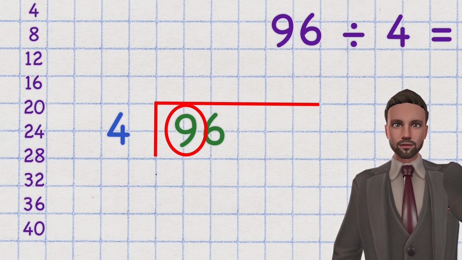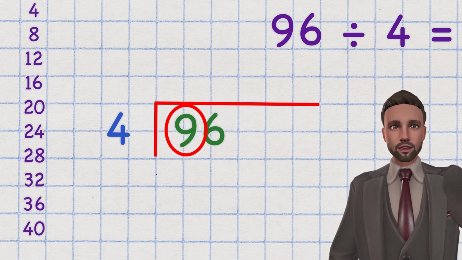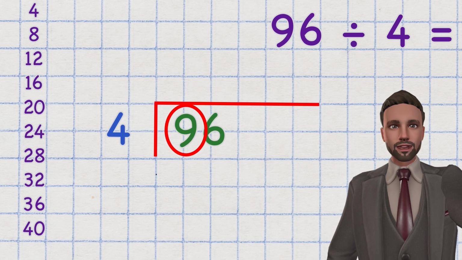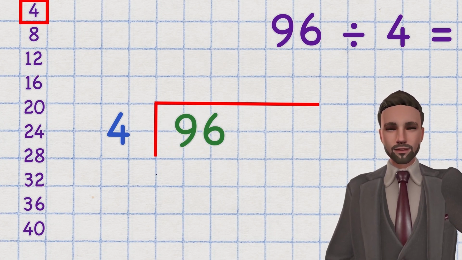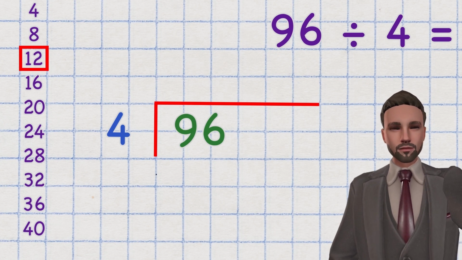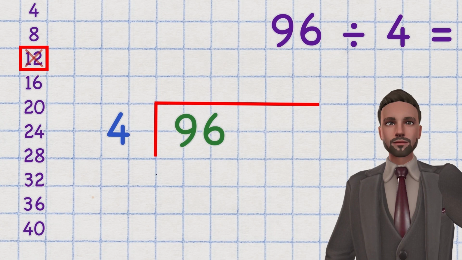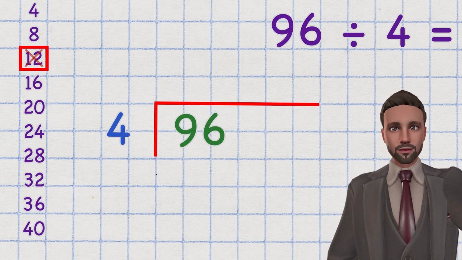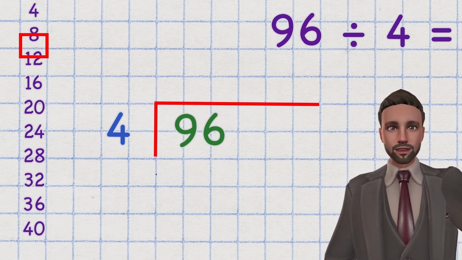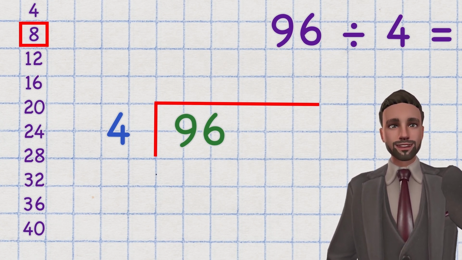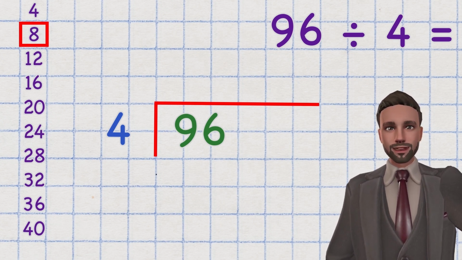Now, I need to find the number that is closest to 9 without going past it. Well, I have 1 times 4 makes 4, 2 times 4 makes 8, and 3 times 4 makes 12. Well, I know 12 is bigger than 9, which means I must have gone past 9. So, I use the one before that, which is 2 times 4. 2 groups of 4 makes 8, which is less than 9. However, I haven't used all of my 9.